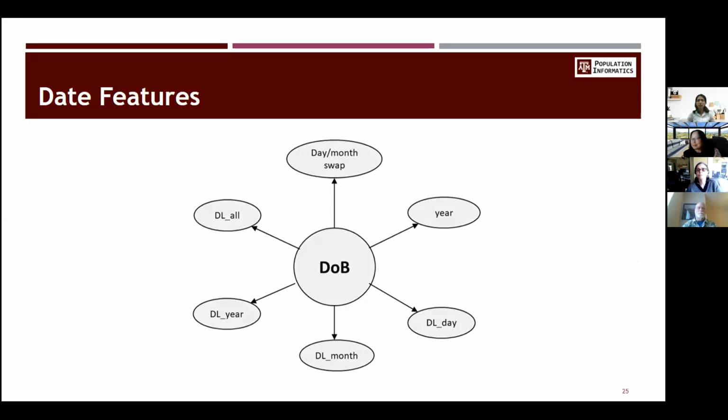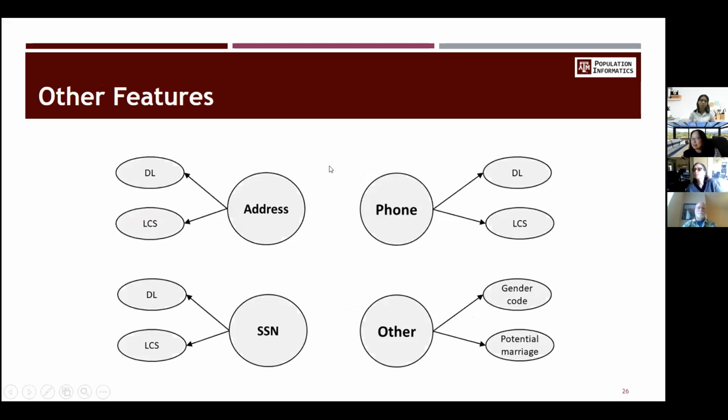For date, we extract the DL distance for the whole date, and DL for year, month, and day individually. Also, we use year to compute the age and a flag that shows if day and month are swapped. And for address, phone, and social security number, we extract DL and LCS distance. Also, we have a gender code that shows whether the gender of two records are the same or not, and potential marriage for women over 18 years old, which change the last name or have a different last name in the records.